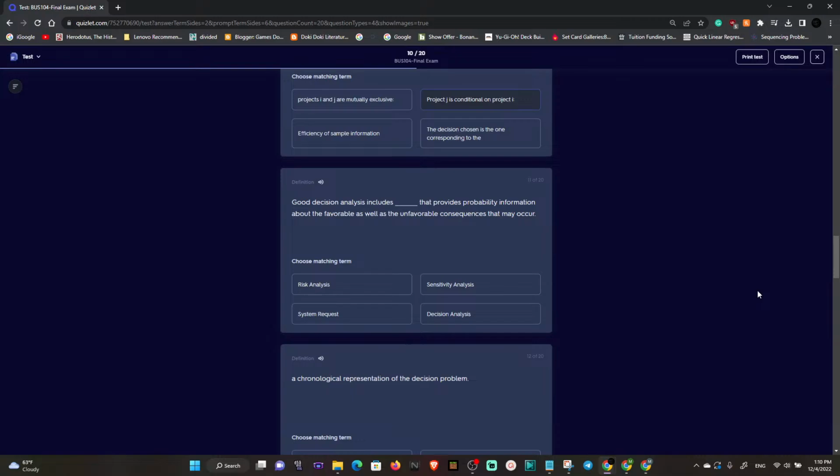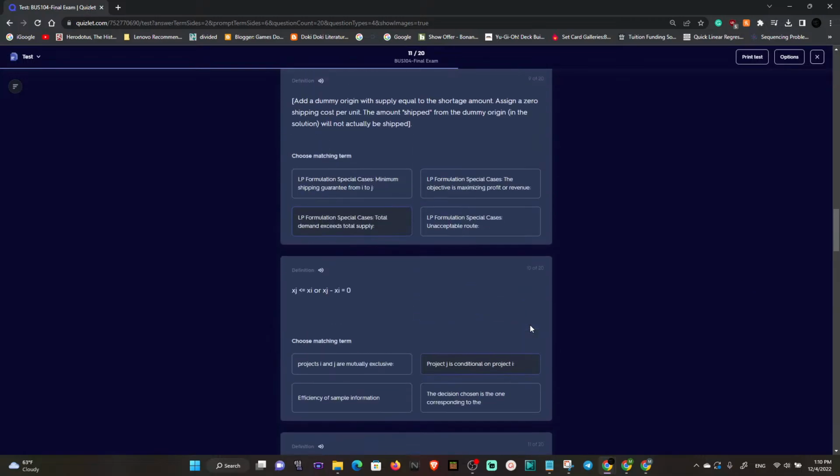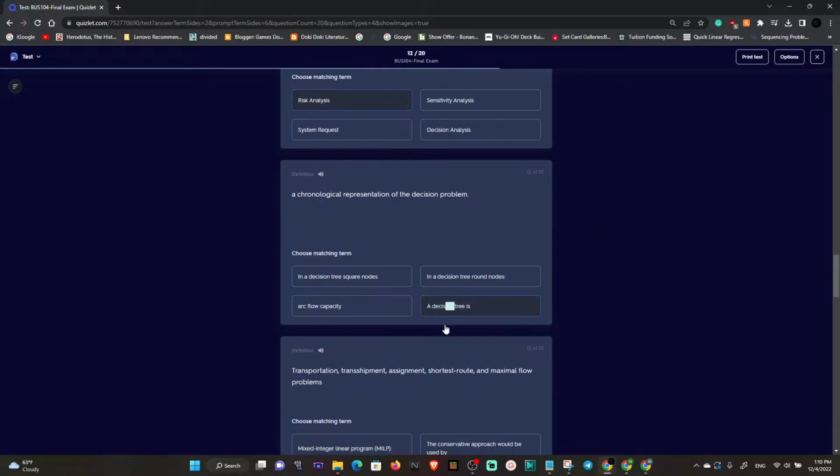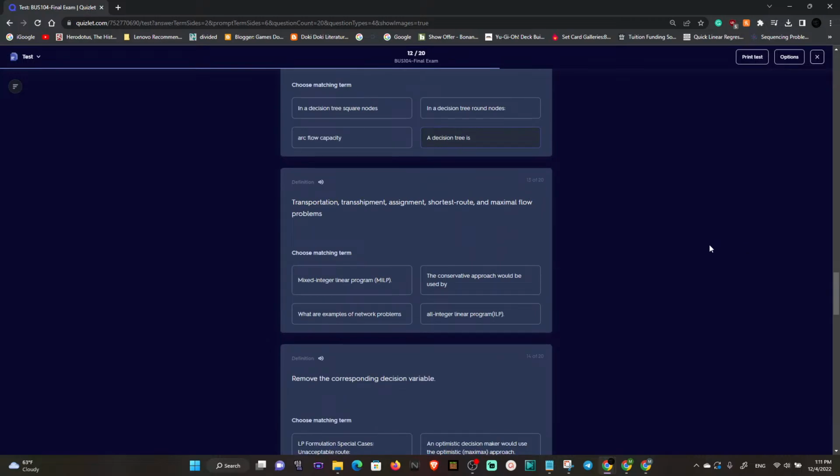Good decision analysis includes... what does it include? Is this risk analysis? A good decision analysis includes risk analysis that provides probability information about favorable as well as unfavorable outcomes. But didn't we answer risk analysis earlier? No, that was decision analysis. A chronological representation of the decision problem: decision tree, right? Yeah, that's what a decision tree is. I'm gonna go with these are examples of network problems. Yes or no? Sounds good.